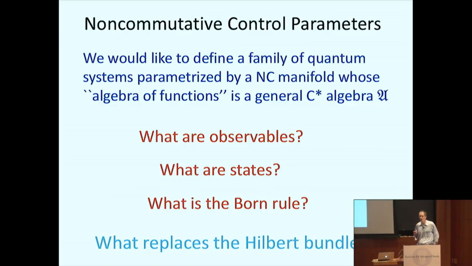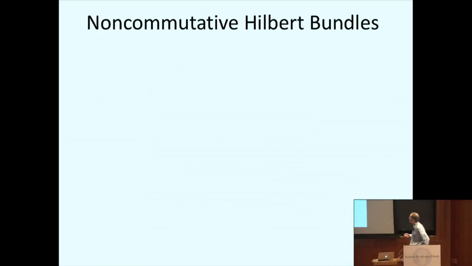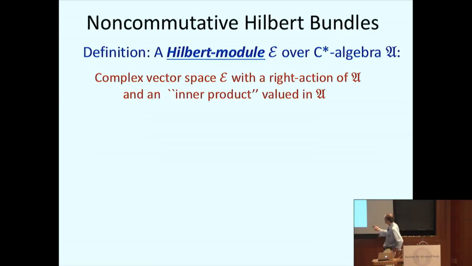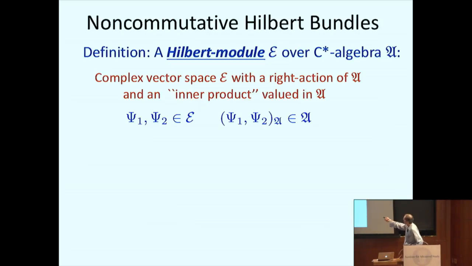Because in this case, there's an off-the-shelf mathematical definition. It's well known in mathematics that a non-commutative Hilbert bundle is something called a Hilbert C-star module over an algebra A. So a Hilbert module is a complex vector space E with a right action of A and a, quote, inner product valued in A. So if psi1 and psi2 are vectors in the Hilbert module, there exists a sesquilinear form on E, the overlap of psi1 and psi2, which is valued in this algebra A.